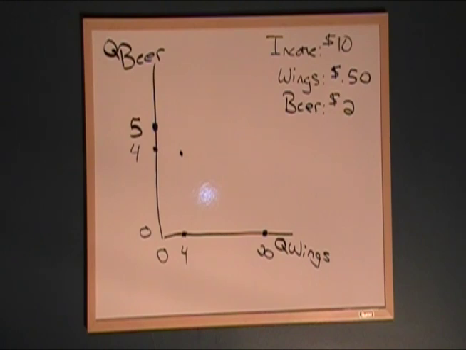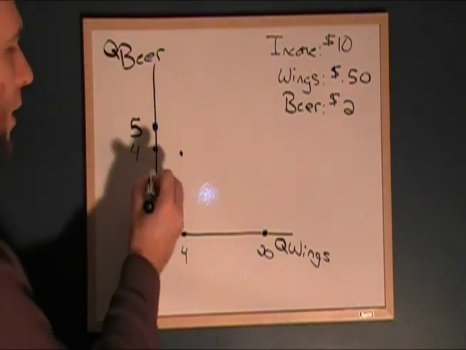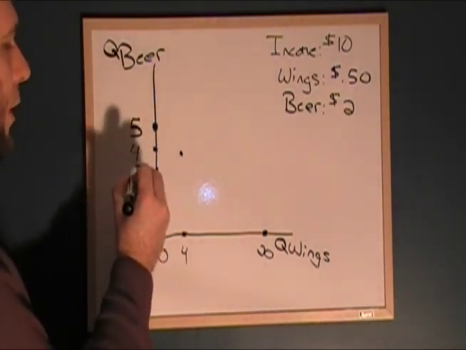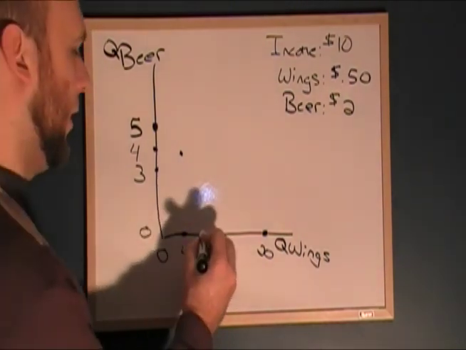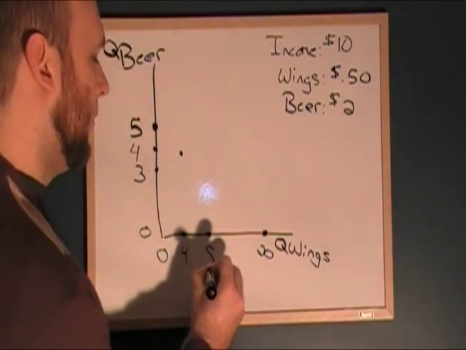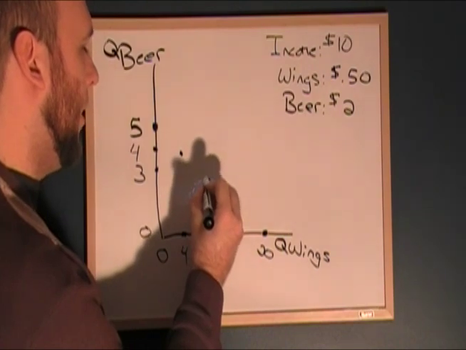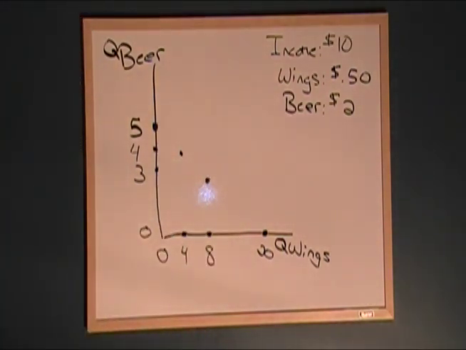Well, let's continue going. If I take another beer off and I consume 3 beers, I'll have spent $6. So I'll have $4 left over with which to spend on chicken wings. Of course, I could have 8 chicken wings if I did that. So I have another point. I could have 3 beers and 8 chicken wings.